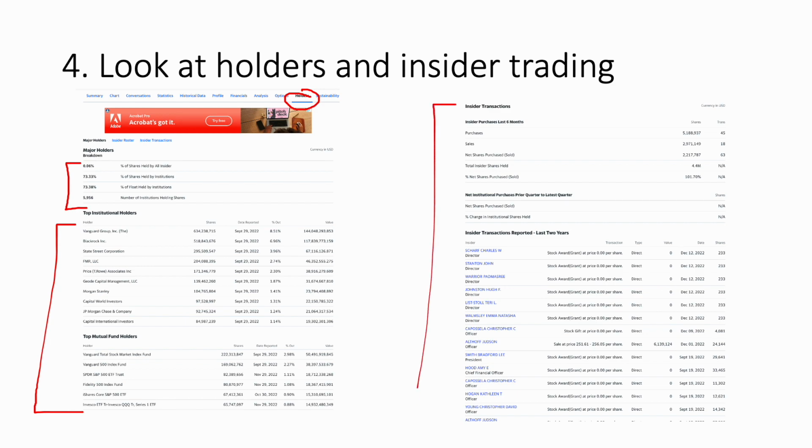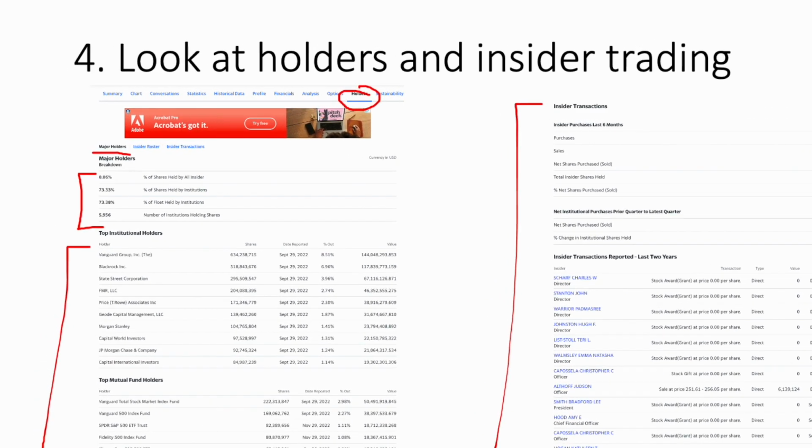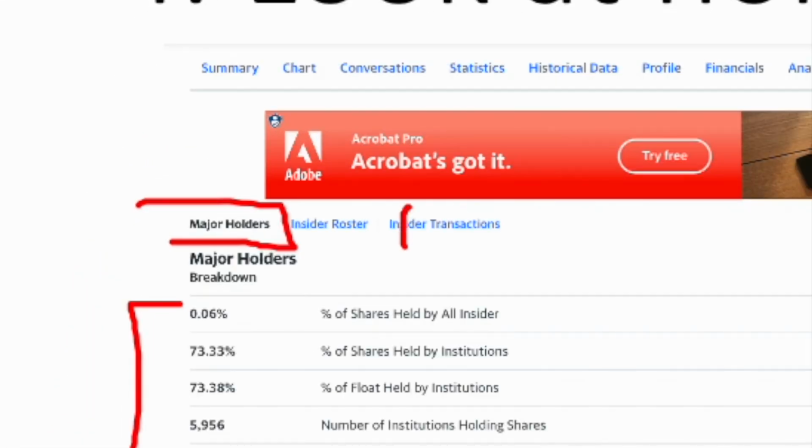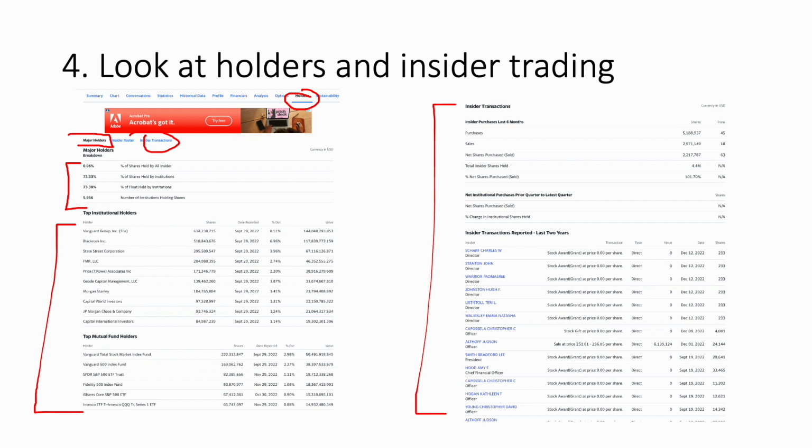Next, look at the insider transactions. Over here, we have the major holders tab. Switch over to the insider transactions tab, and you'll see all the insiders, what they're doing with the stock. Are they buying? Are they selling? You can see here that an officer sold at $251 a share. You can see how many shares they sold, 24,000 for 6 million. So you can just go in and see, like, are insiders selling right now?